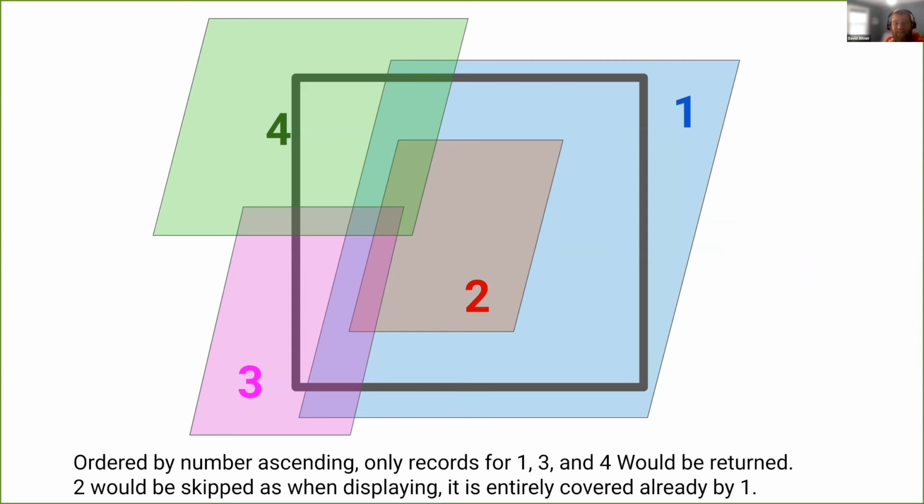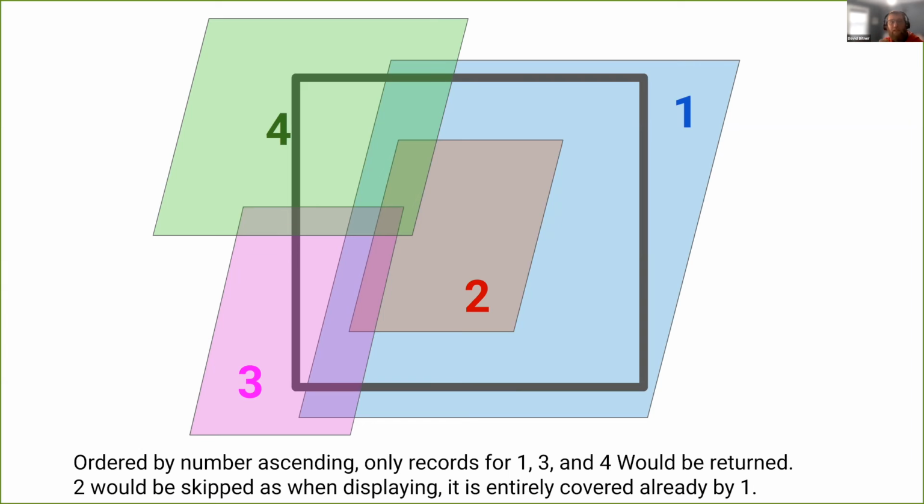It's kind of hard to describe, but basically, if we had 4 items and they were ordered by the number that we have on this item, and we pass in a search that returns those 4 items and a geometry, that's this big black outline here. If we were sorting ascending by the number, in this case, we would only end up returning from that geometry search the numbers 1, 3, and 4.